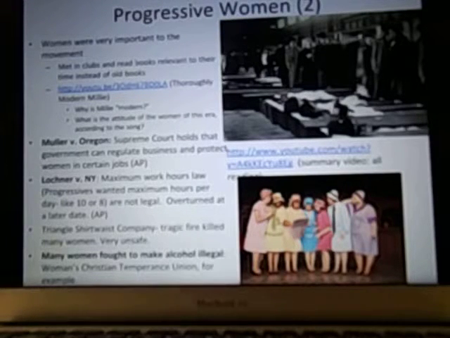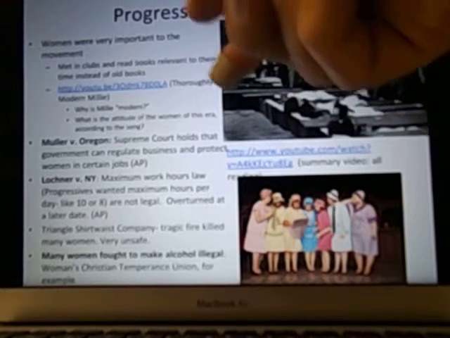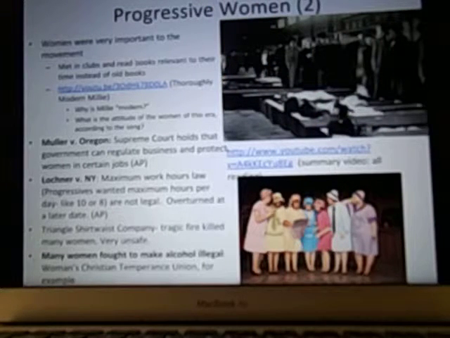Progressives were very much fueled by women. Women were very important to the progressive movement. They, of course, were fighting for their own rights, with the right to vote. They were fighting for the rights of women killed in working accidents, like the Triangle Shirtwaist Factory fire in New York City, where all the women died because the doors were locked.